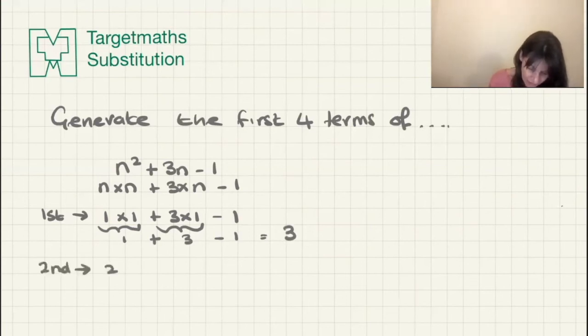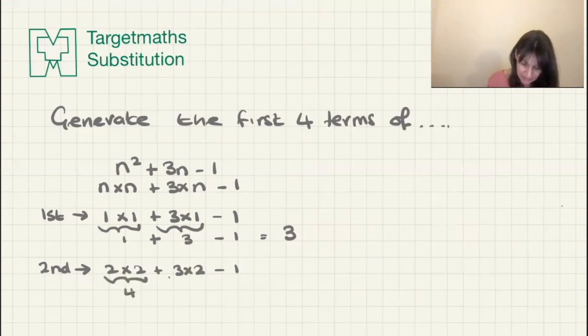Now I'm going to put the second one in. So we've got 2 times 2 plus 3 times 2 minus 1. 2 times 2 is 4. 3 times 2 is 6, and I'm going to add those. 4 plus 6 is 10. Take off the 1, and I've got 9. Okay, so far I've got 3 and 9. I'm going to do the next one.